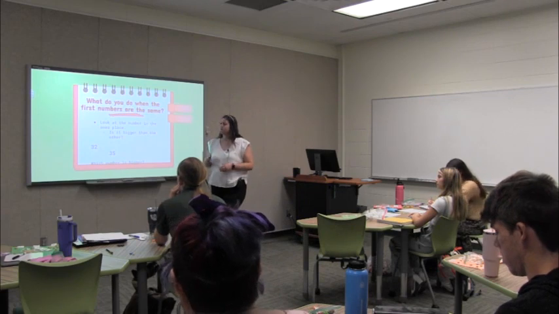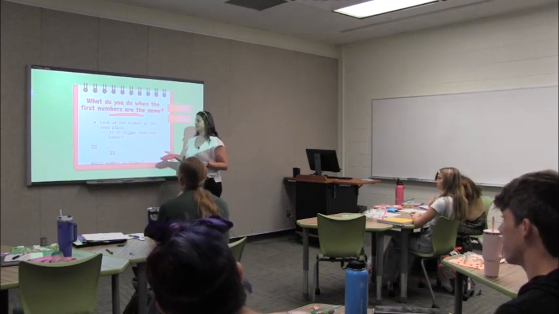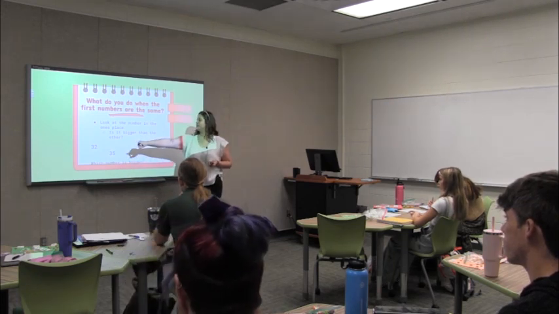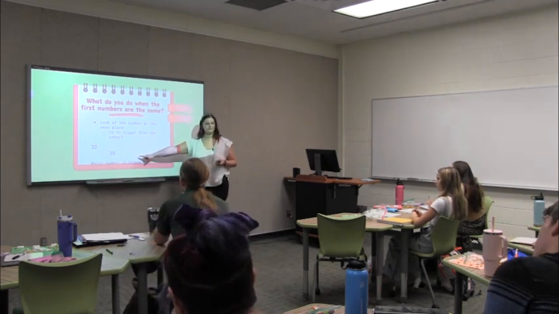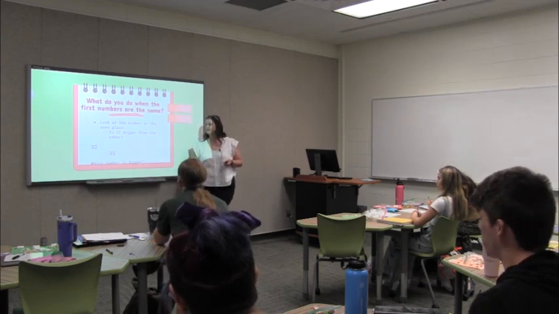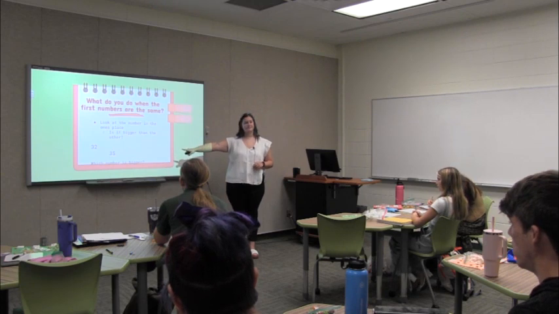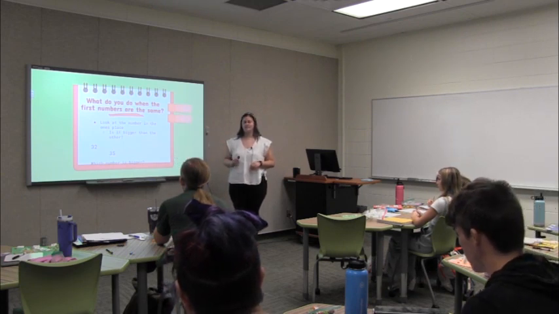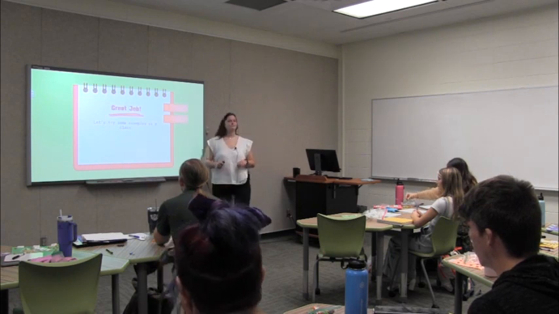All right. So what do we do when the tens digit number is the same number? These are both 3s, right? We look at the number in the ones place. Who can tell me what numbers are in the ones place? A 2 and a 5. And which number is bigger? 5, which means which one of these numbers is bigger? 35. Good job, guys.